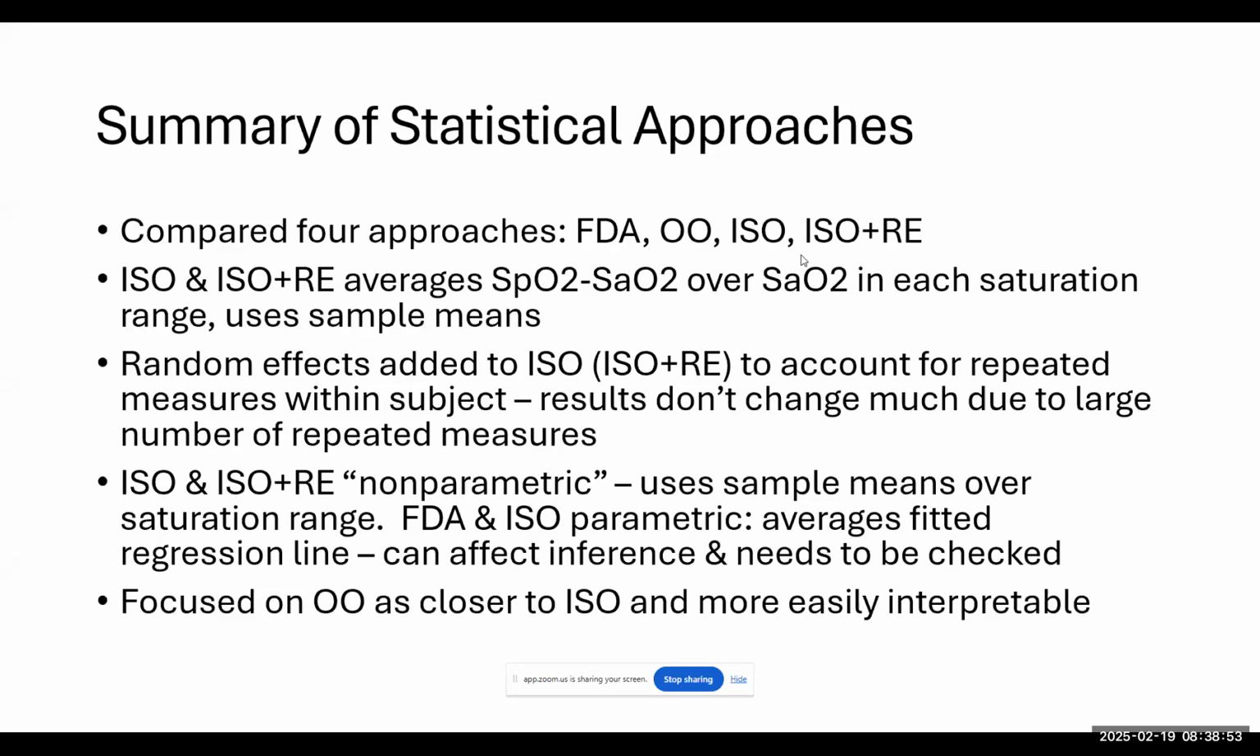So ISO and the random effects addition are non-parametric, using the sample means over those saturation ranges. FDA and OpenOx are parametric, so the average is fitted across the regression line, which can also affect inference and needs to be checked. We'll go into more of these models right after this. And we focused on the OpenOx symmetry model developed by UCSF, as they modified the initial linear mixed model from the FDA. Again, not suggested by the FDA guidance, just something that we all worked on early on within the joint working group as being closer to the simple linear regression model and more easily interpretable.